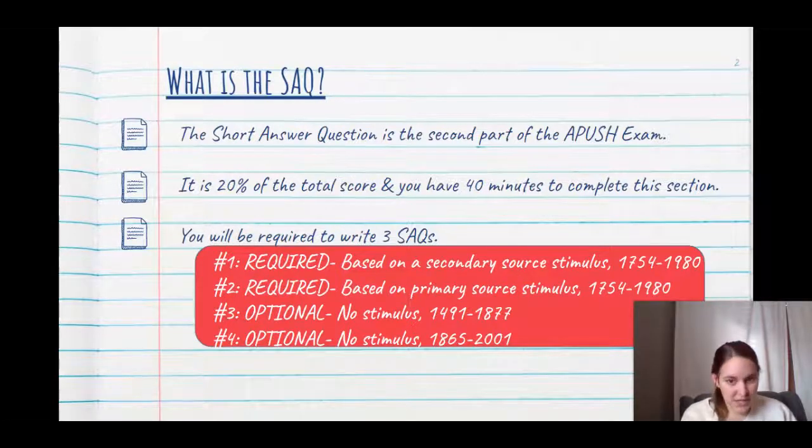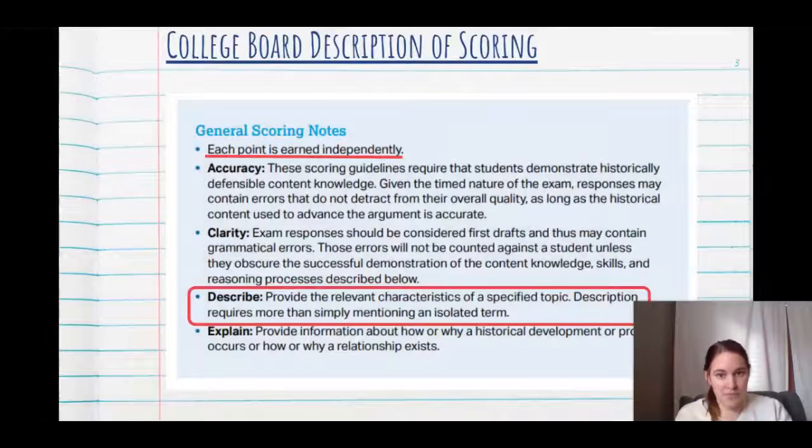But basically, what you need to know is that it's going to be 20% of your total score, and you have about 13 minutes per question to write if you divide it equally. Each point on the short answer question is scored independently, which means you can answer part A and part C and get 2 out of 3 points, even if you don't answer part B. So you don't have to earn the first point to get the next ones.